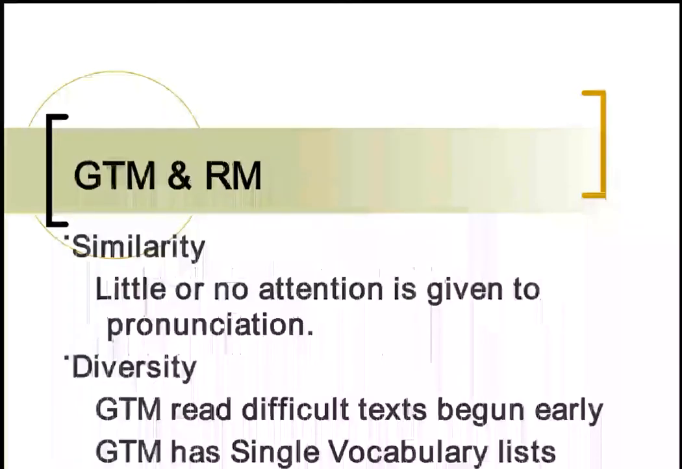Here, if we compare the grammar translation method and the reading method, we will see that the similarities are that little or no attention is given to pronunciation. So there is no focus on pronunciation, and both of them actually focus on reading and writing. So grammar translation method reads difficult text and it has a single vocabulary list.